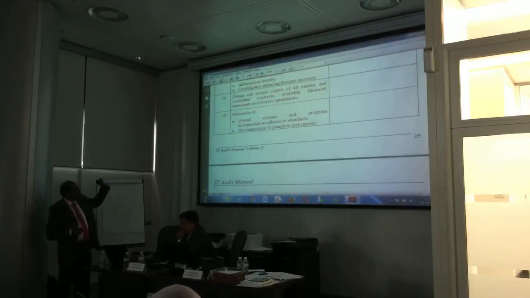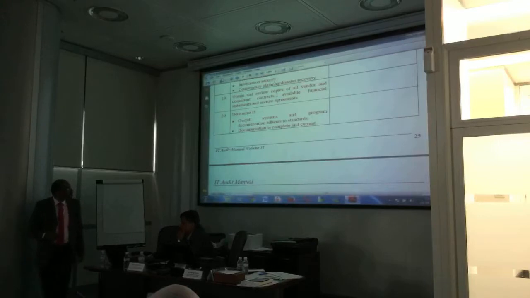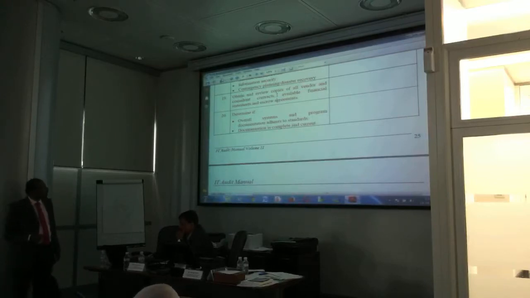Obtain and review copies of all vendor and consultant contracts, available financial statements and risk agreements. This is also implementation strategy to review.